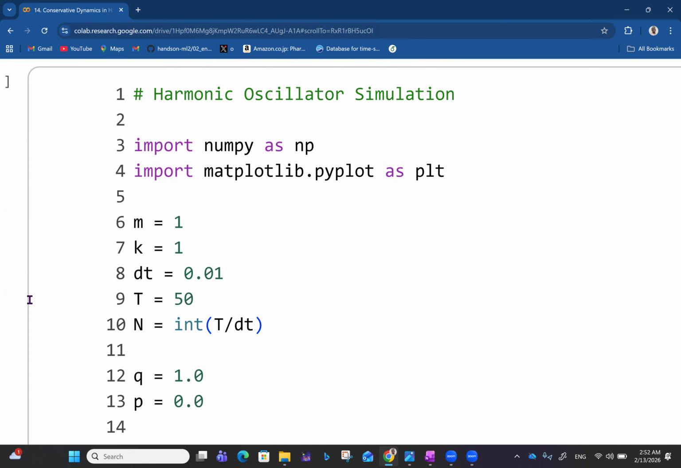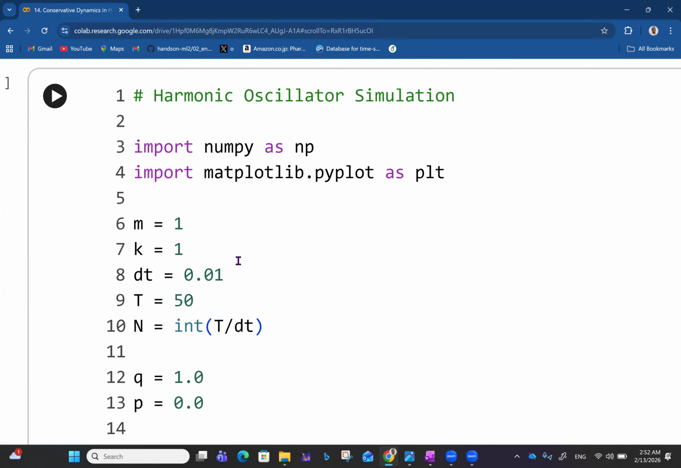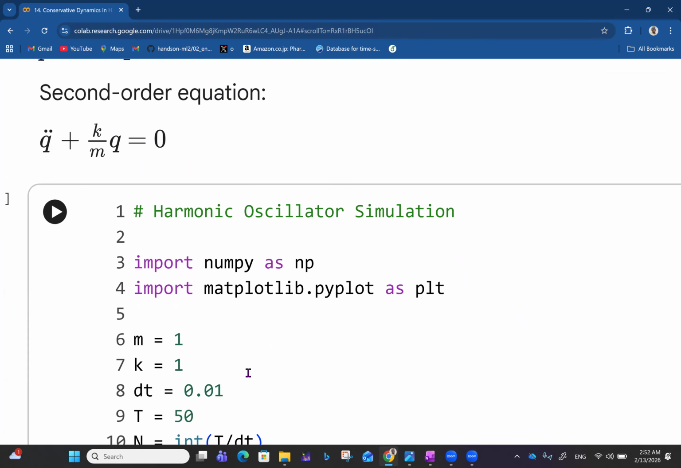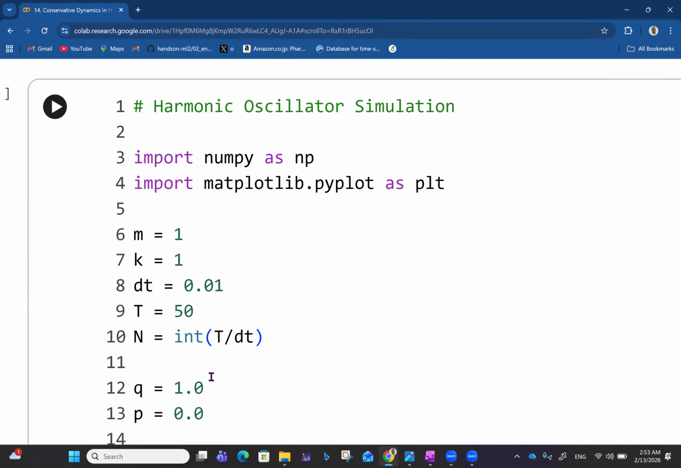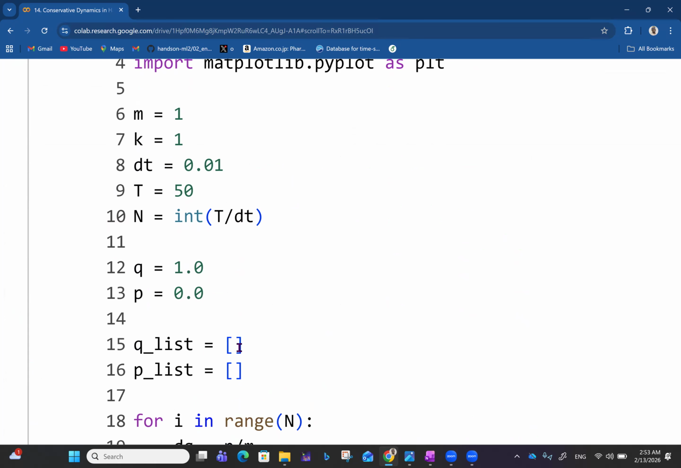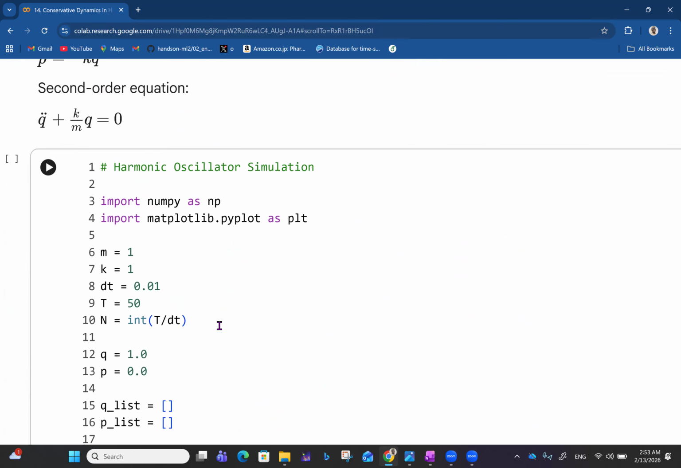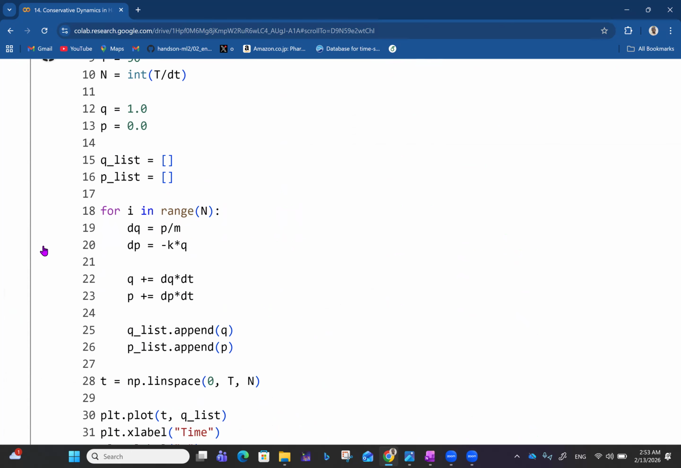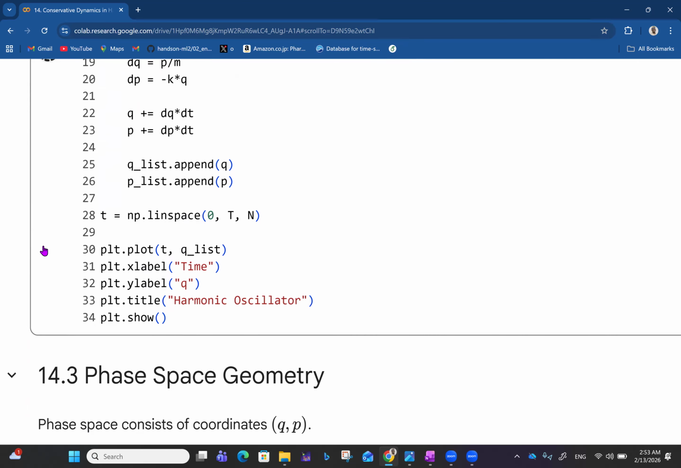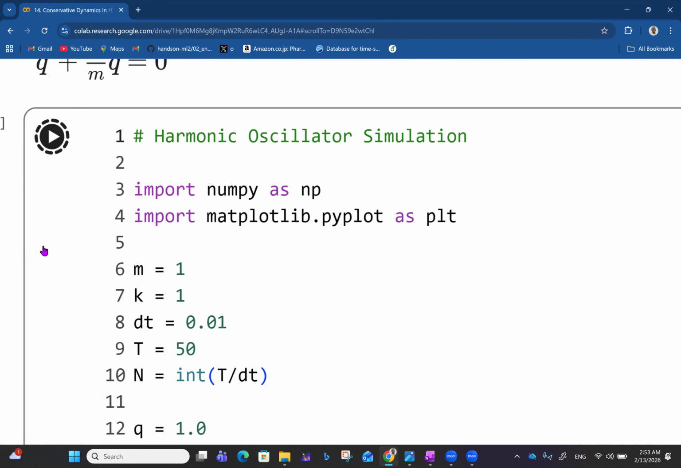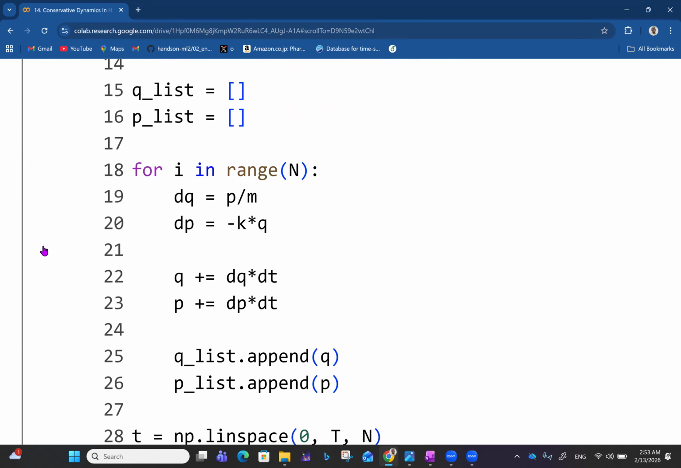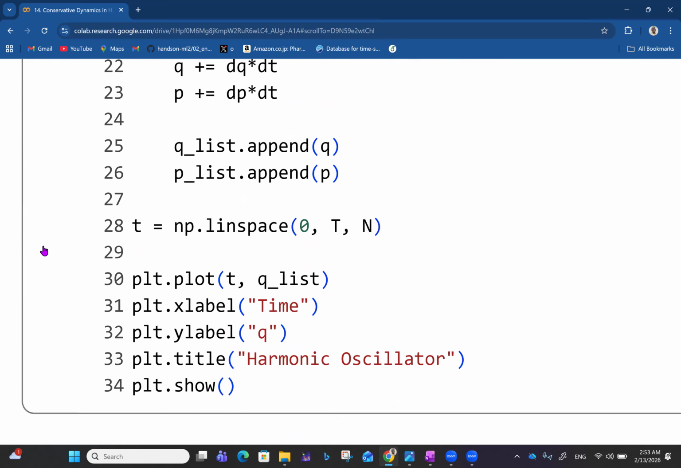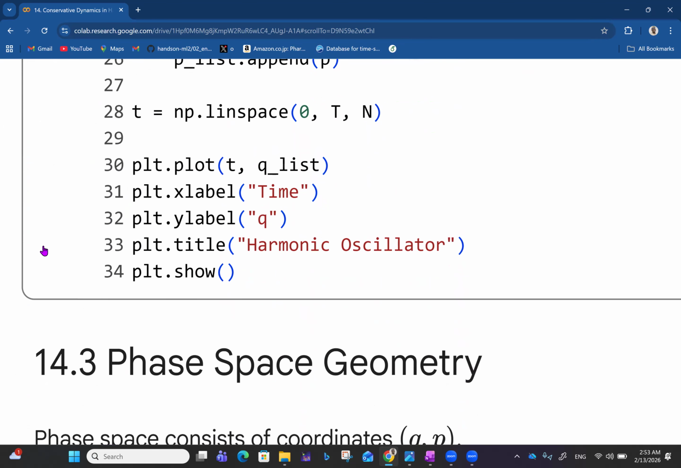So for that, now we have the harmonic oscillator simulation. We assign values: M is 1, K is 1, dt, the change in time, is 0.001, T is 50, N is the integer of T over dt, and Q is 1.0. We do all of these things and just run the code and see what happens. You may want to study the code better in case you're interested. So this is one part of it, and then we see the second half of that too, how everything plays out, and then we see the picture very soon.